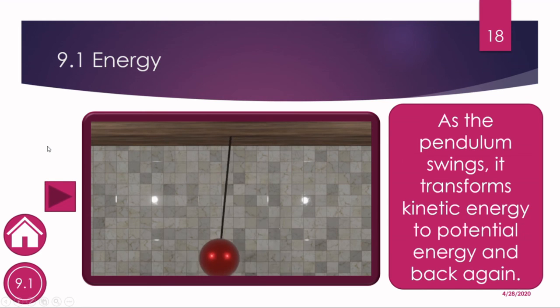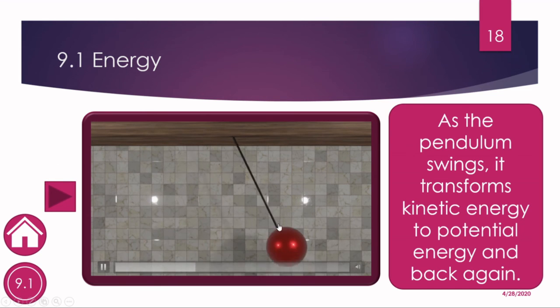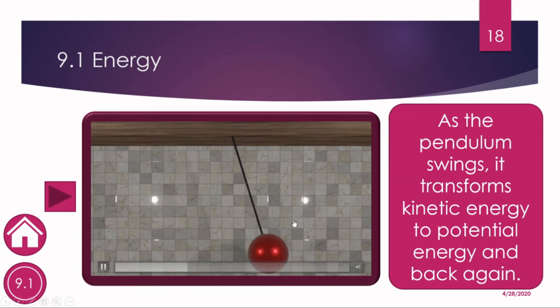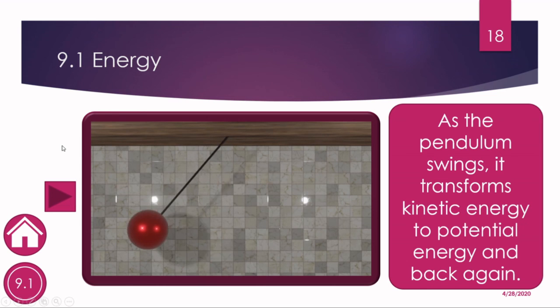All right, so take a look at this pendulum. As the pendulum swings back and forth, as it swings to the bottom, it speeds up. So what type of energy is it gaining as it speeds up? That's right, it's gaining kinetic energy. And as it moves to the top of each swing, it slows down, but it gets higher. So what type of energy is it gaining as it gets higher?